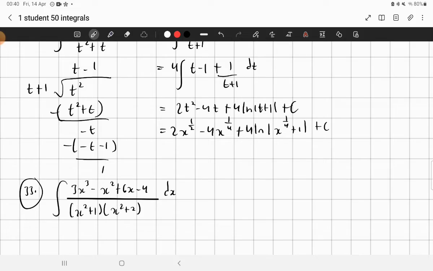So the question is, what is the best approach? Because we can't do anything about it. But we have to use partial fractions, and then we have to use a trig substitution to obtain that inverse arctangent. Well, I mean, I'll try.